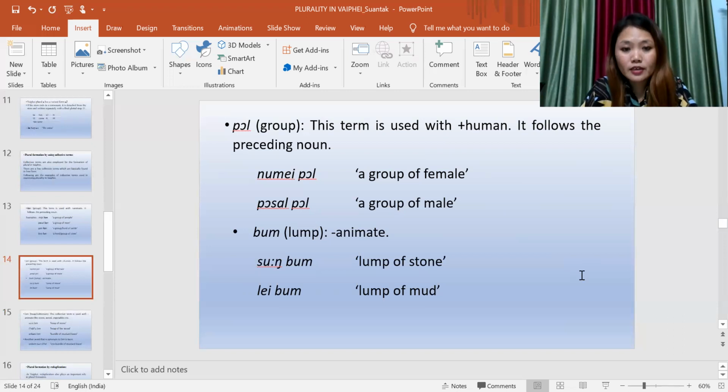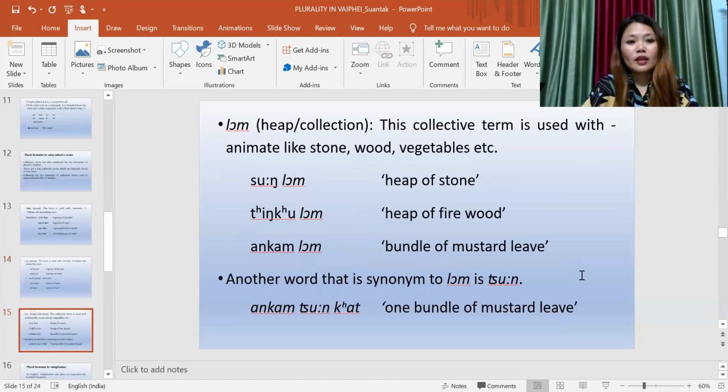And another collective term that is found in Vipe is boom. This term is used with plus animate, minus animate. Sung boom, that means a lump of stone. Lay boom, that means a lump of mud. And another collective term is lom.